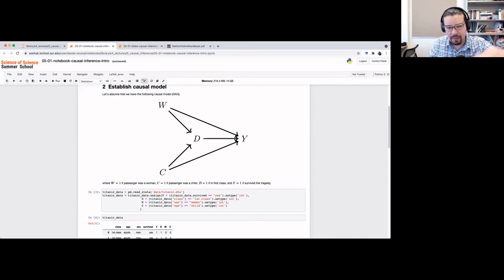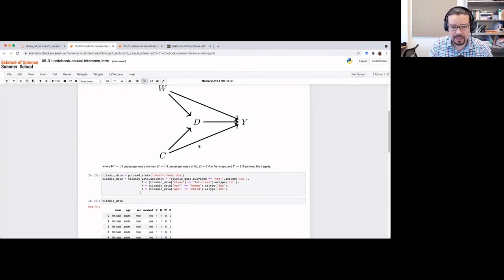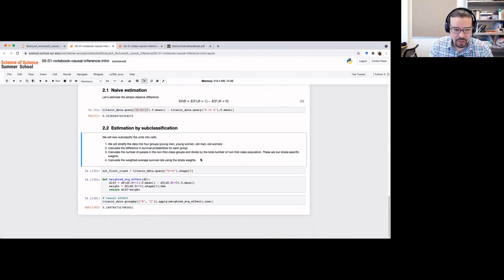Because I'm assuming that this is the causal relationship, I can do that splitting, and it helps fix the issue that I had with these confounding factors. So this is what this code is doing.